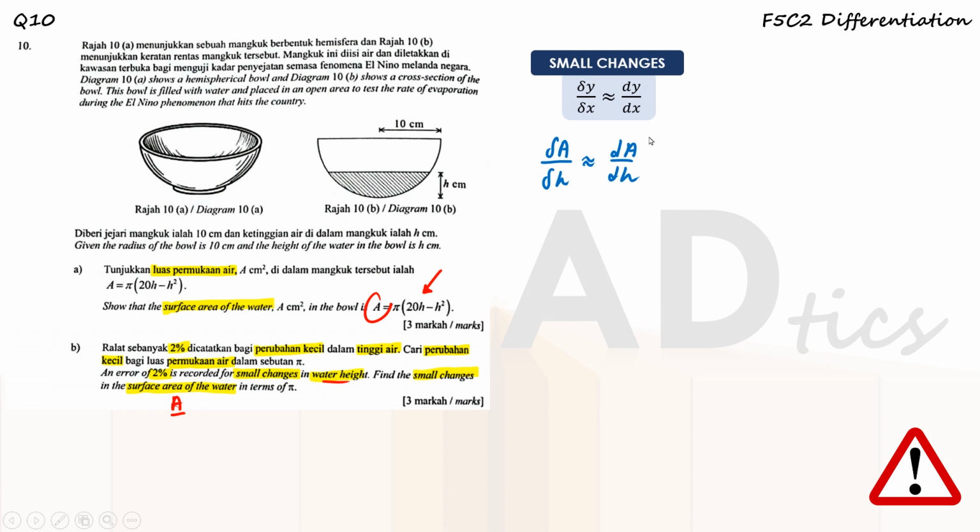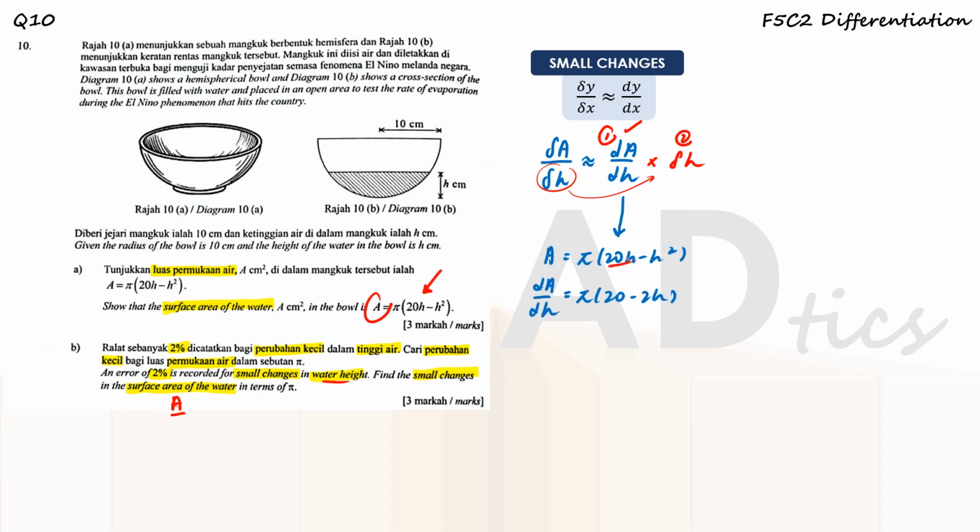In order to find small changes, we only need to have 2 things. One is this, and the other one will be this value, which I need to move to the right side. There are always 2 things we need to find for small changes: one is the differentiated equation, two is the delta h. To find dA over dh, this will be quite easy because we can use the equation from part A and differentiate. Here 20h, I just pull down the number, and for this one I put the power to the front and minus 1 from the power, so it will become 2h. So this is the first thing.